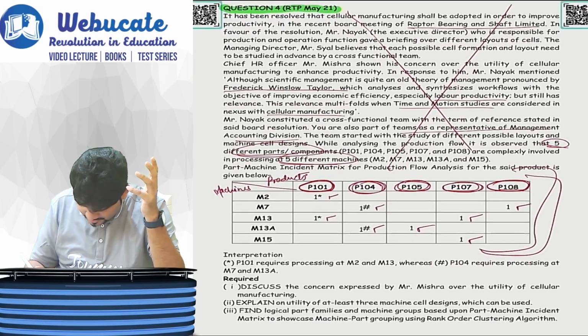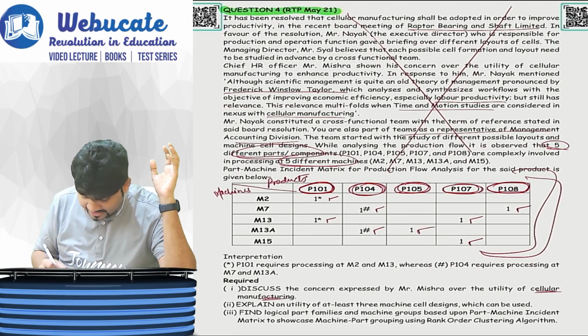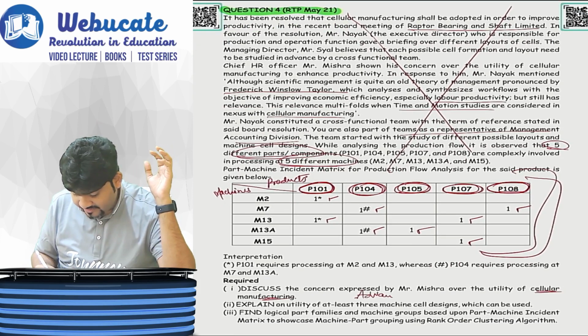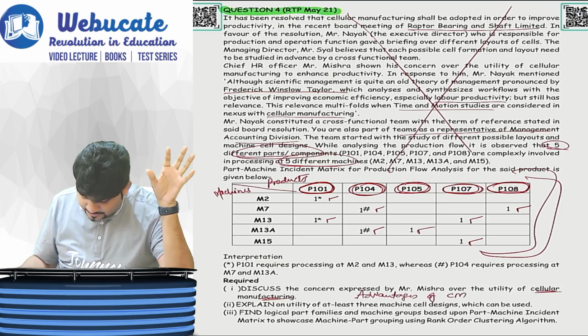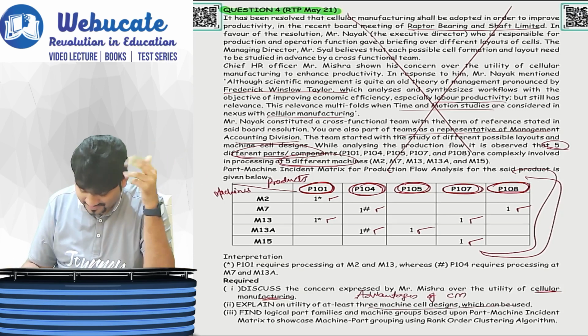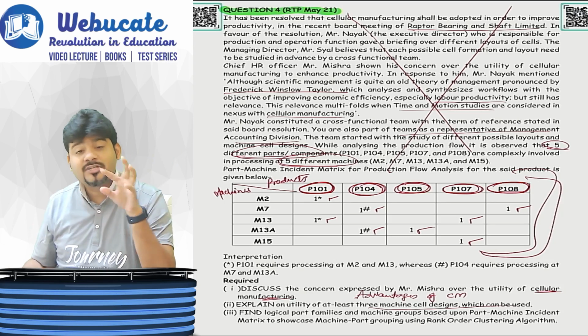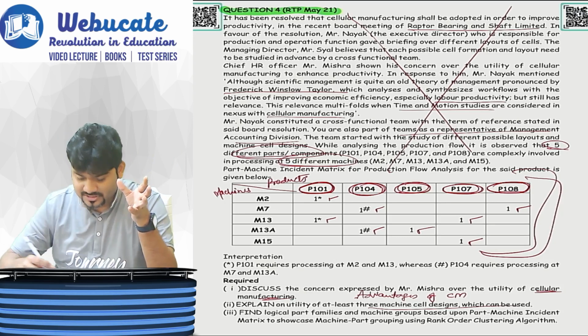Simple interpretation. Discuss the concern by Mr. Mishra over utilizing cellular manufacturing. So here you have to explain the advantages of cellular manufacturing. Explain the utility of at least 3 machine cell designs which can be used. This is again theory. And the last part is now what we are solving. See, the first 2 parts are theory, which we are yet to discuss.